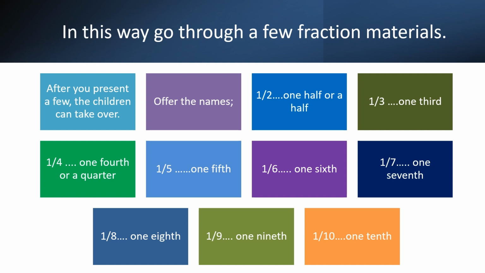In this way, go through a few fraction materials. After you present a few, the children can take over. Offer the names. 1/2 is 1/2 or a half. 1/3 is called 1/3. 1/4 is called 1/4 or a quarter. 1/5 is called 1/5. 1/6 is called 1/6. 1/7 is called 1/7. 1/8 is called 1/8. 1 over 9 is called 1/9 and 1 over 10 is called 1/10.